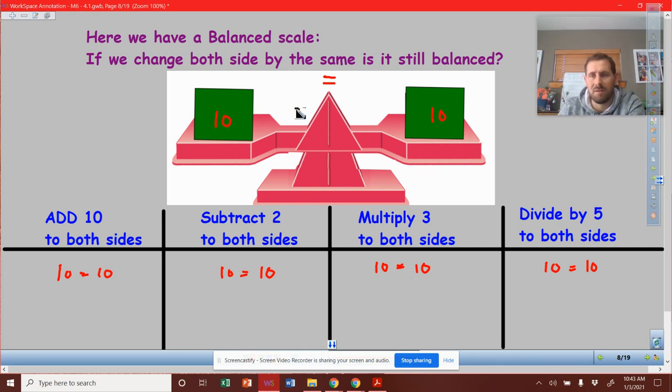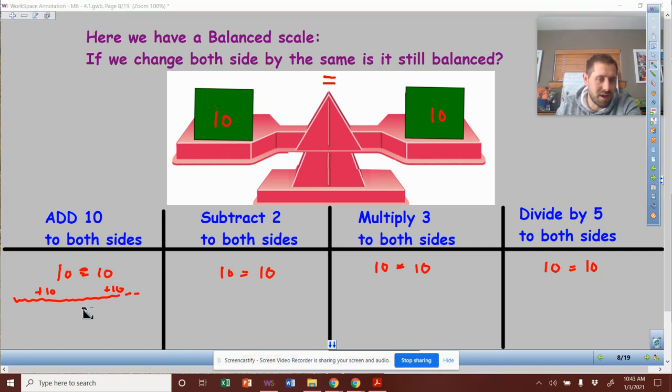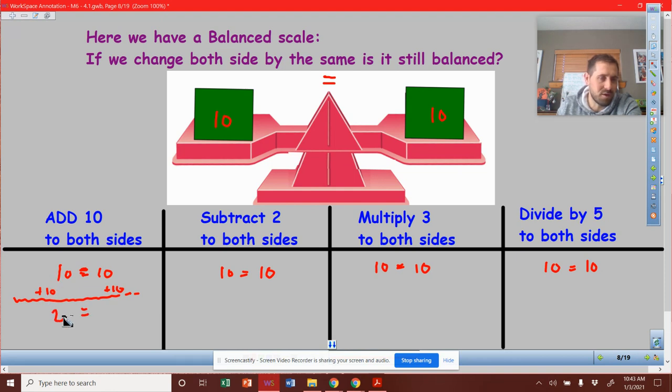So we're just simulating our balance beam here, and then we're going to add 10 to both sides. So what this looks like algebraically is I'm adding 10 over here and I'm adding 10 over here. And then we'll draw a line to say we're going to get a new equation. So 10 plus 10, you just solve the problem on one side of the equal sign and solve the problem on the other side of the equal sign. The equal sign will just come back down. So just bring that equal sign down in between. And we got 10 plus 10 is 20. And on the other side, we got 10 plus 10 is 20.